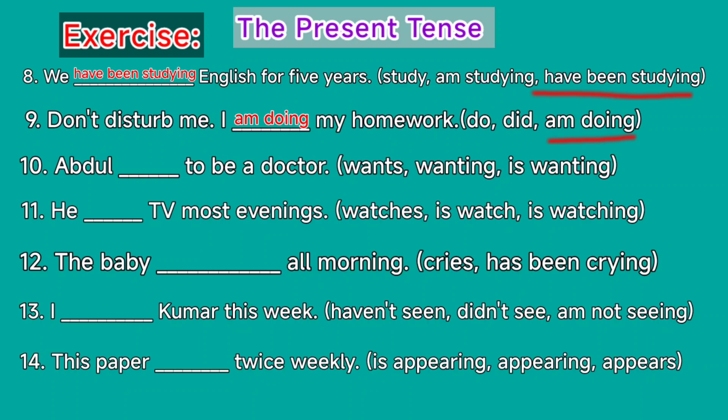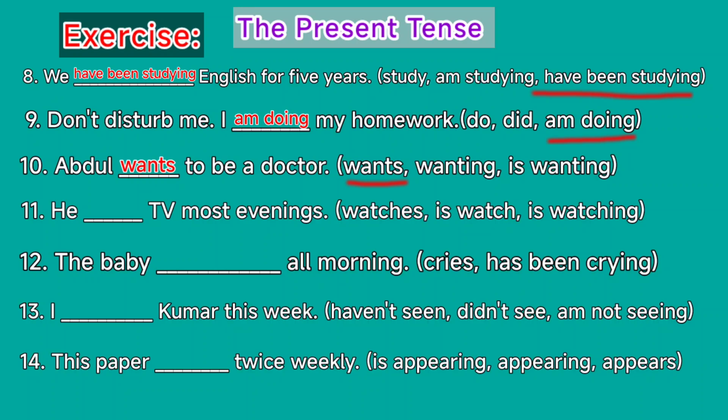It's the right one. Next, Abdul dash to be a doctor. Wanting, is wanting, is a continuous activity, but becoming doctor is not an action. It is a status. So it's a state of being, cannot be written in a present continuous tense or present perfect continuous tense. Whether in present perfect or simple present we can say. So here present simple is available, that wants. So Abdul wants to be a doctor, right? So wants is the right one.